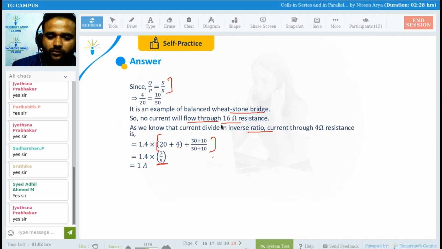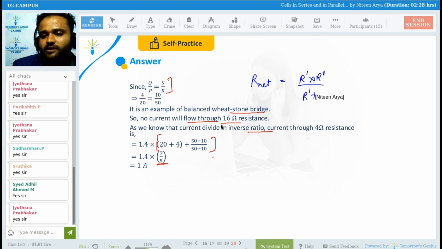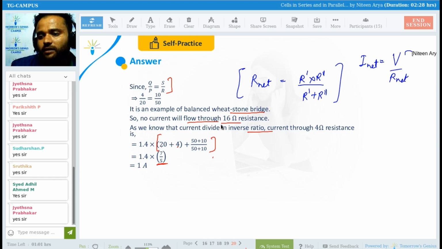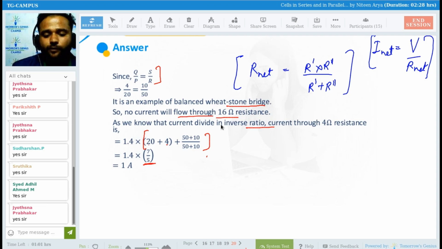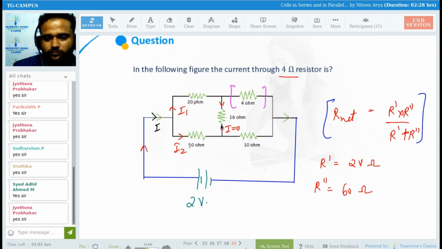How can you find the net current? Okay, I can show you on the next page. R net is R single prime into R double prime divided by R single prime plus R double prime. Using this you can find I net, which is V upon R net, and then we need to find the current at 4. So for the current at 4, wait, I'll draw this on the next page also. You can understand what I'm doing.